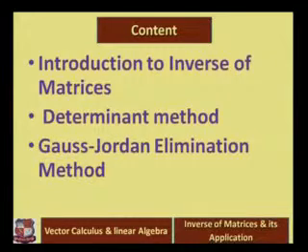Before going to discuss, first of all let me show the content of my lecture. First of all, we introduce the inverse of matrices. After that we see the techniques for finding the inverse, and the techniques are the determinant method and the Gauss-Jordan elimination method.